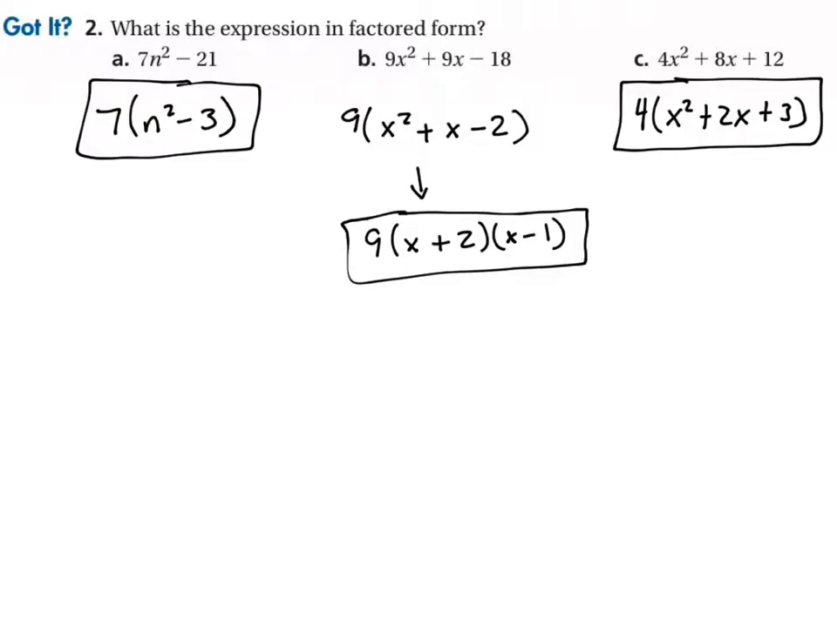So the first problem, you're just factoring out the GCF of 7. Then you're left with n squared minus 3. In the second problem, or B here, you factor out a 9 first, reduce your trinomial, and then factor it again to get 9 times the quantity x plus 2 times the quantity x minus 1. For C, the only thing you can factor out is the GCF of 4, so you're left with 4 times the quantity x squared plus 2x plus 3.